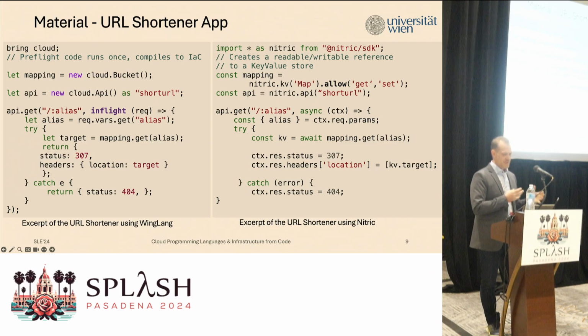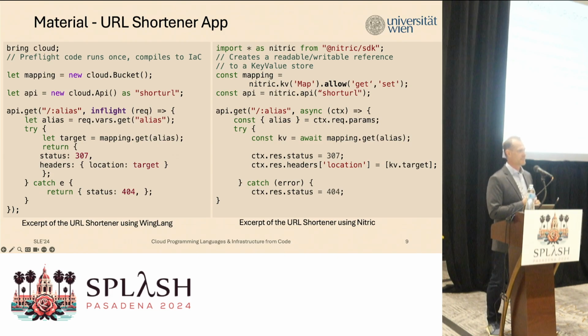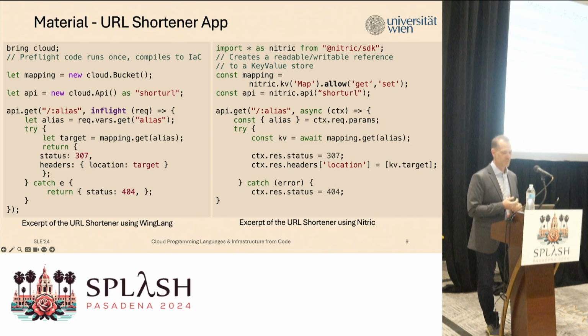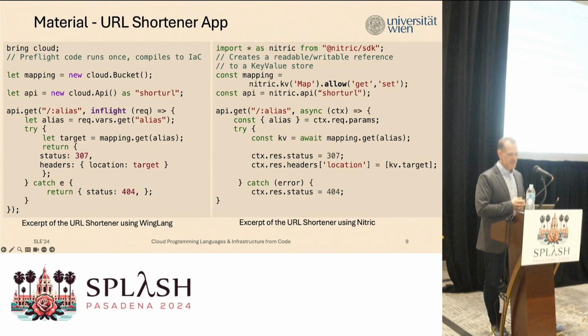To assess the understandability of the key concepts of infrastructure from code in terms of correctness and time to complete the tasks, we prepared a small application. It's a URL shortener, like TinyURL, maybe you know, to shorten URLs if they get too long. And we found that this is one of the examples that can be found in many of these cloud programming language approaches. We did this for both approaches, like Wing and Nitric.